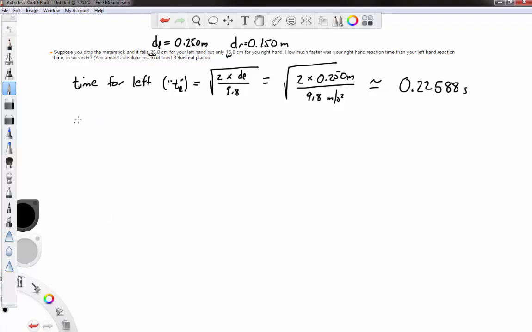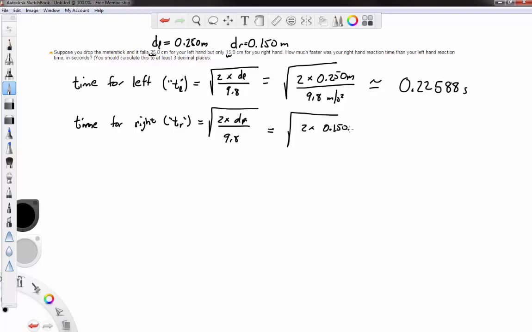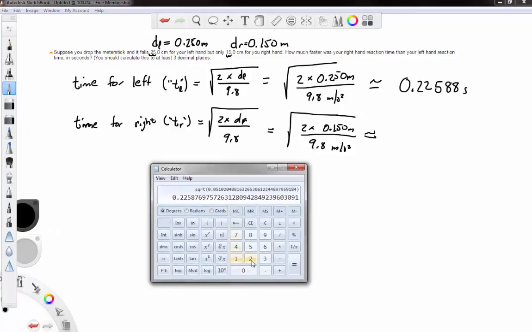So now we'll do time for the right hand. Time for right hand is going to be TR, and that is square root of 2 times dr divided by 9.8. This is an r. So that's square root of 2 times 0.150 meters divided by 9.8 meters per second squared. So now we need to put that number into the calculator.